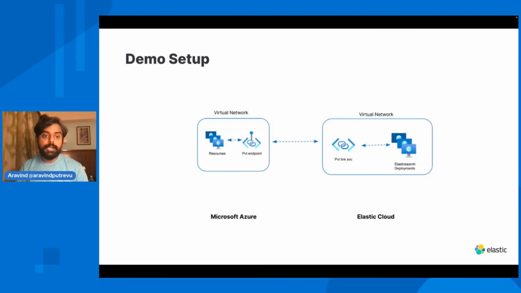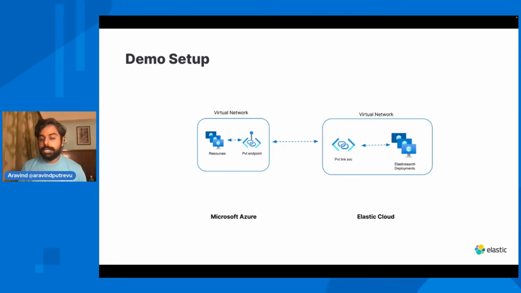So in the demo today, what we'll see is a specific resource from Microsoft Azure that is deployed there, which, over a private endpoint that we will create, accesses the Elastic Cloud deployment via the private link service. So, like I said, Elastic Cloud is available on all cloud platforms. I'm just looking at Azure today.